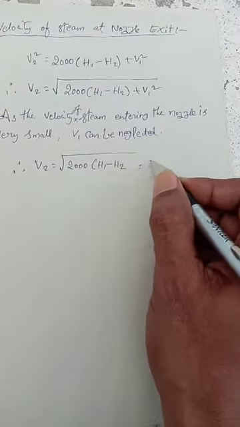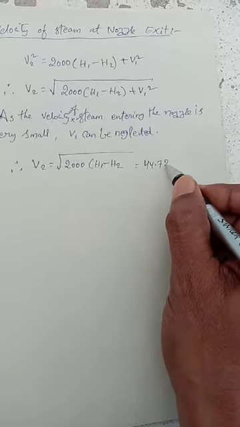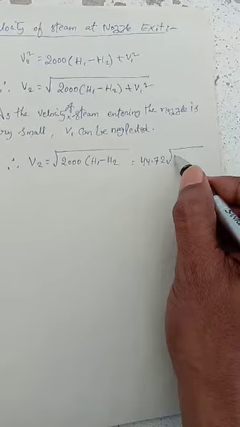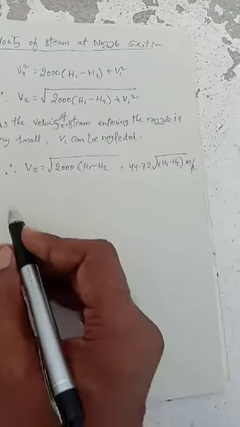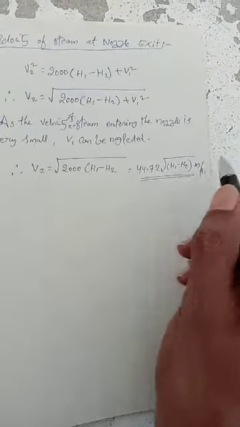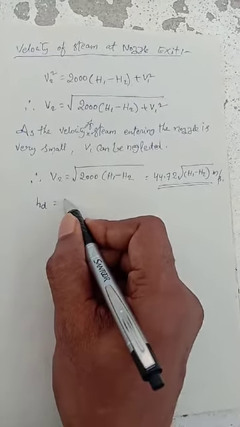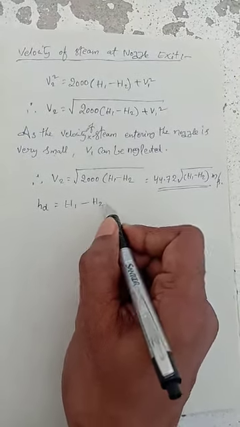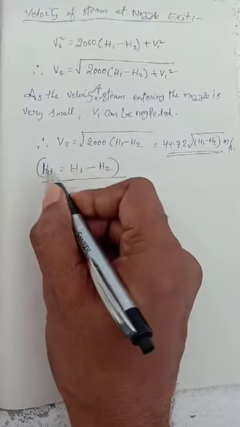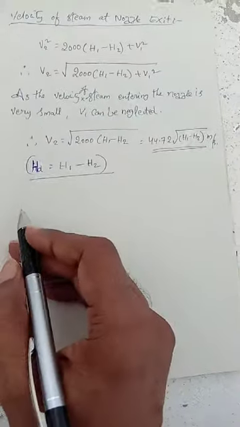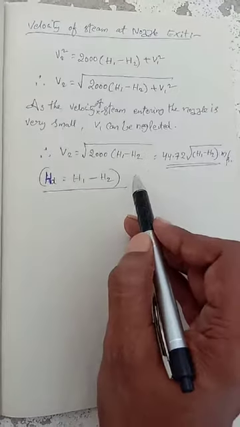Okay, then the value of root 2000 will come around 44.72 root of (h1 minus h2). This is in meter per second. Units of velocity is meter per second. Hence, you can write here small hd is equal to h1 minus h2. Okay, so you can put capital H, small h is small h, right? So now you can find hd is equal to h1 minus h2.